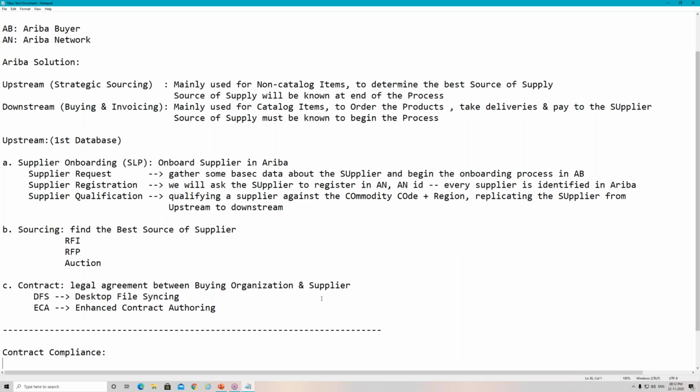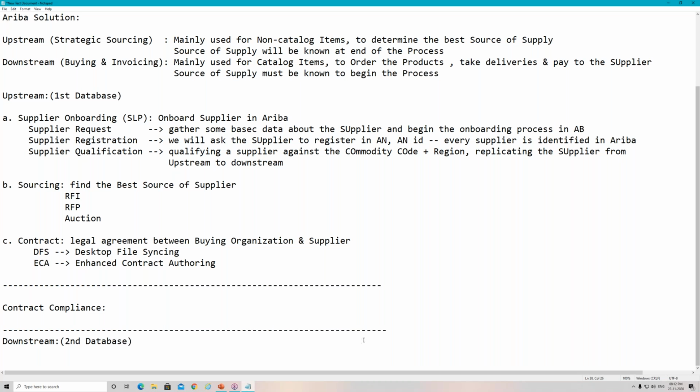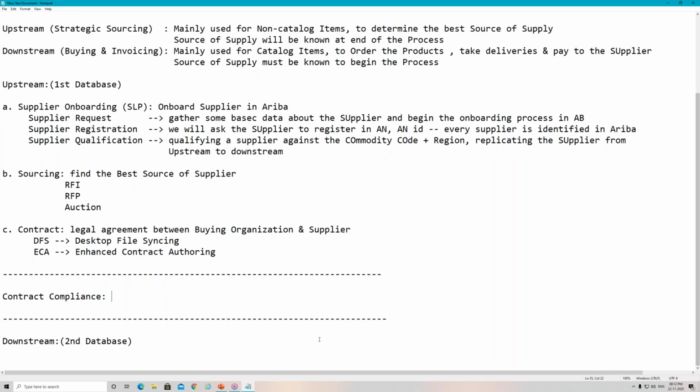Contract compliance. A lot of Ariba trainers, even Ariba functional consultants, think contract compliance is part of upstream, or part of downstream. I will say neither of them, or you can say both. Why? Because it's a bridge through which the contract will move from upstream to downstream.